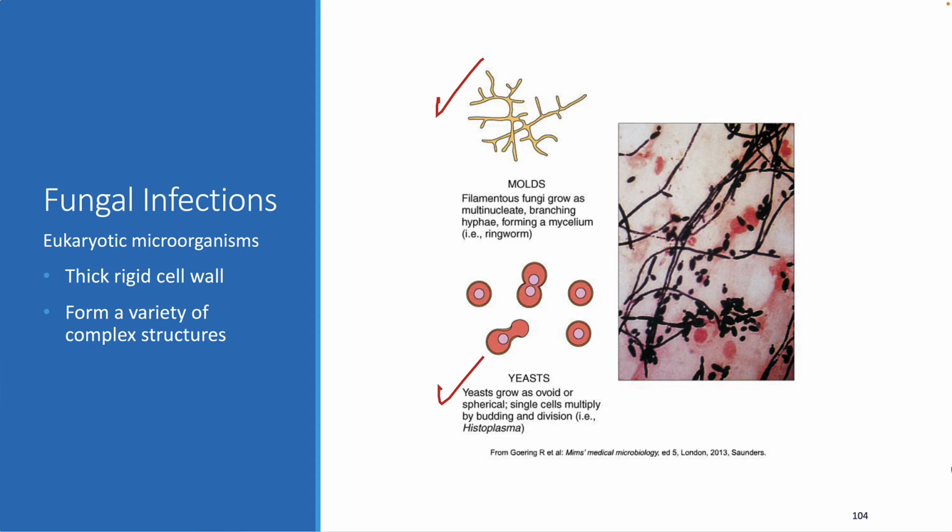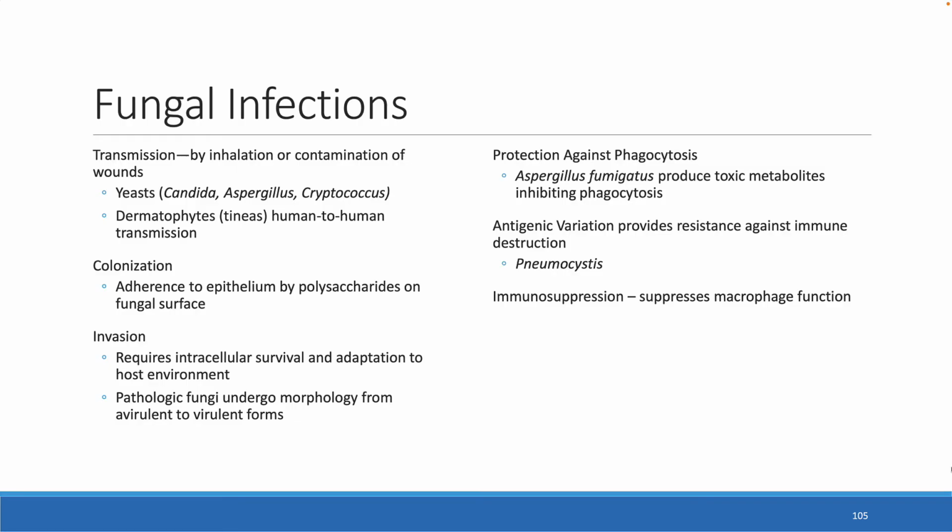They are eukaryotic microorganisms, that is, they have DNA or RNA, and they can form all sorts of complex structures. So fungal infections are transmitted typically by inhalation or contamination of wounds, because just like bacteria, yeast like warm, dark, moist places as well. So we have yeasts such as Candida, Aspergillus, Cryptococcus, and we also have all the dermatophytes, the tinea, that we get from human to human transmission.